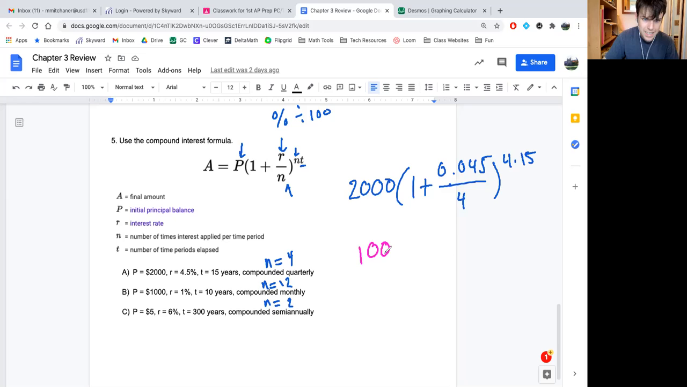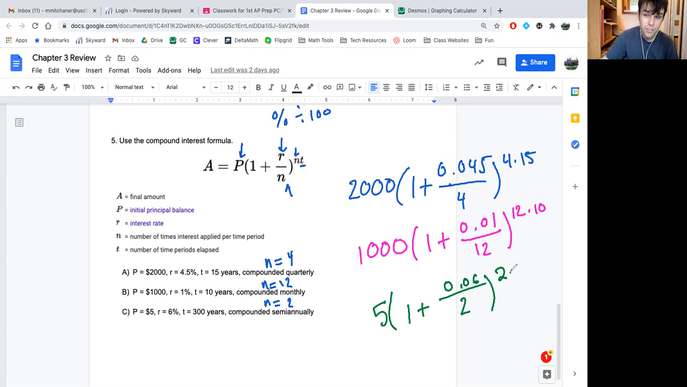Second one, same idea, $1,000 investment. Interest rate is 1%, so 0.01. We move that decimal place from right next to 1 to over 2 spots. Compounded monthly, 12 times, a 10-year investment. And then the very last one here is a $5 principal investment. So that's very little. Interest rate of 6%, 0.06, and compounded semi-annually for 300 years. Okay, it's a pretty crazy long investment, but that's it.